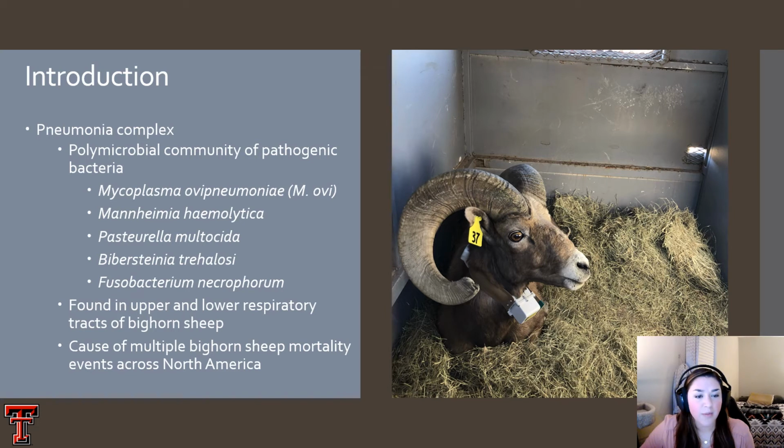So Mannheimia haemolytica, Pasteurella multocida, Bibersteinia trehalosi, and Fusobacterium necrophorum, along with Fusobacterium subspecies, are all part of this disease. All of these, besides MOVI, are found in healthy bighorn sheep in their upper and lower respiratory tracts. So something about MOVI is thought to be a predecessor for the rest of these and somehow changes the environment and makes the rest of these opportunistic pathogens.